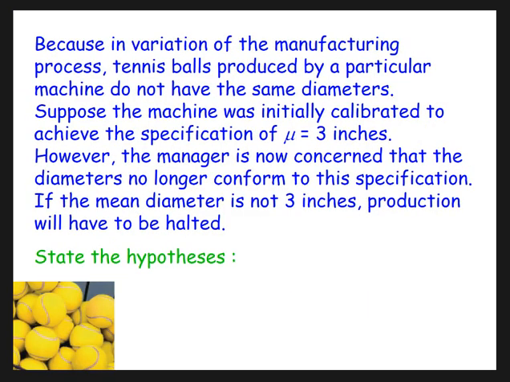Because of variation in the manufacturing process, tennis balls produced by a particular machine do not have the same diameters. Suppose the machine was initially calibrated to achieve the specification of a mean of 3 inches. However, the manager is now concerned that the diameters no longer conform to this specification. If the mean diameter is not 3 inches, production will have to be halted. So here again, the parameter of interest is the mean diameter of the balls.